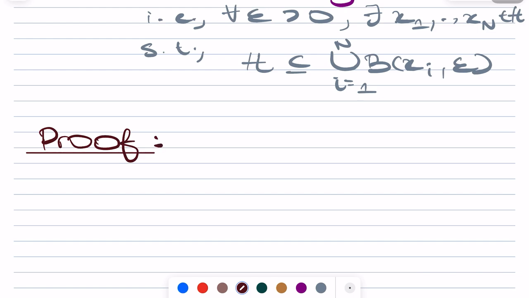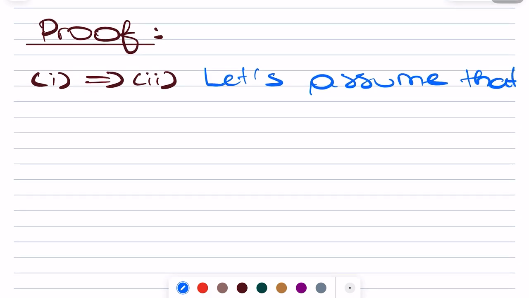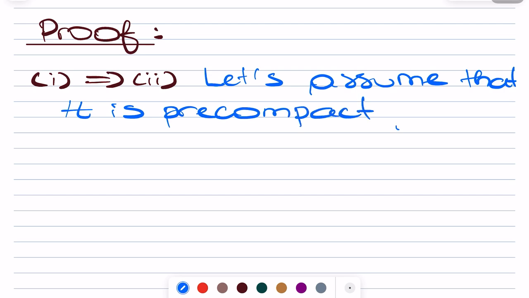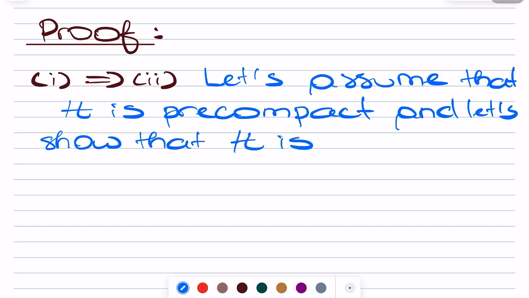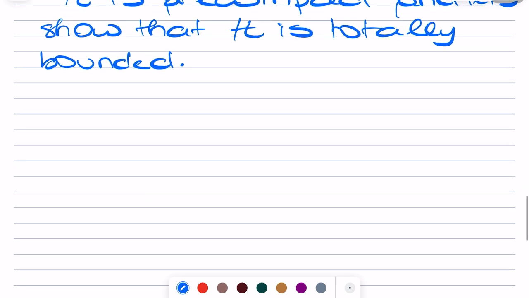So we start with the first implication, 1 implies 2. Of course, let's assume that H is precompact, and let's show that H is totally bounded. So for that, we are going to use a black box.